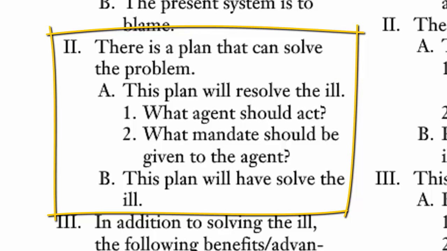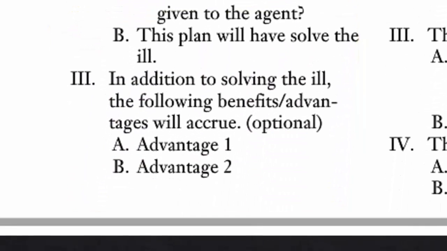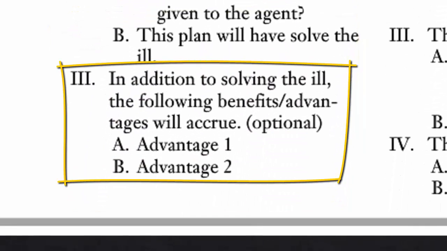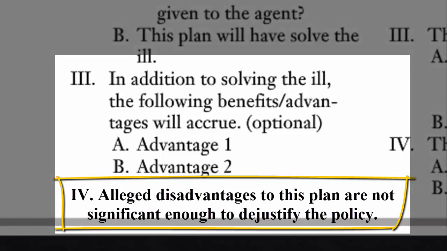And so we're going to lay out the plan, what agent's going to act, what is that agent going to do, what's the mandate, and then we argue solvency, that the plan is actually going to solve the ill. And then the third major section, in addition to solving the ill, the following benefits and advantages are going to accrue. What might not be a bad idea as well is for this, what we would call the affirmative side in a debate, the advocate for policy change, might want to also have some preemptive arguments against the possible costs arguments that are going to come from the opposition.